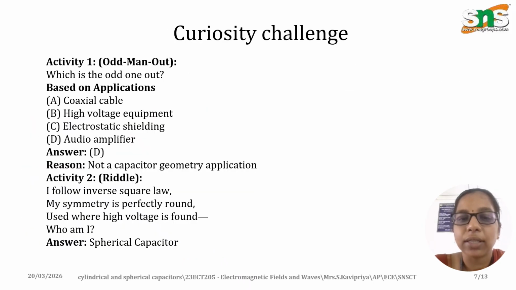And next is a curiosity challenge. What is the odd man out among four: coaxial cable, high voltage equipment, electrostatic shielding, and audio amplifier? D is the odd man out. It is not a capacitive application; it deals with the amplification part. And next, a riddle: I follow the inverse square law. My symmetry is a perfect round, used where high voltage is found. It is a spherical capacitor, since it is represented as a perfect round.